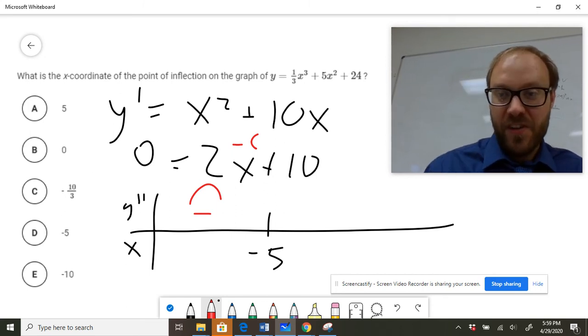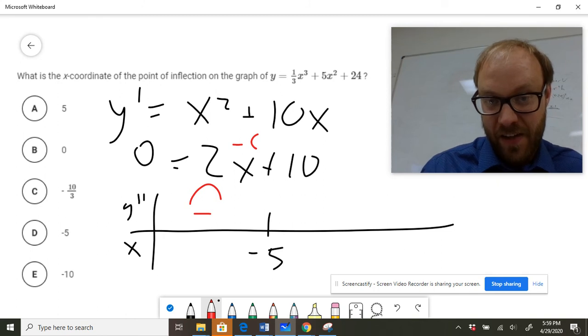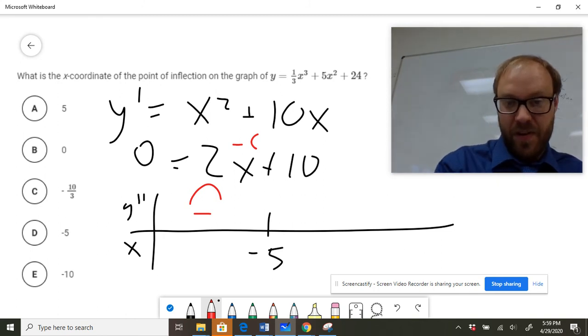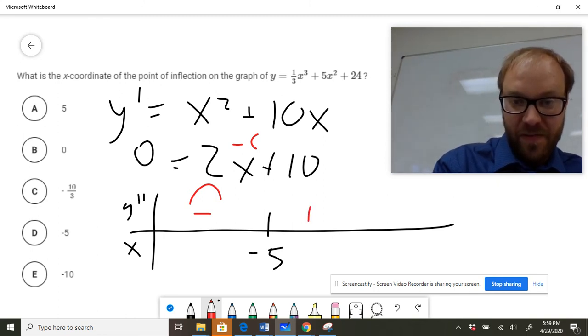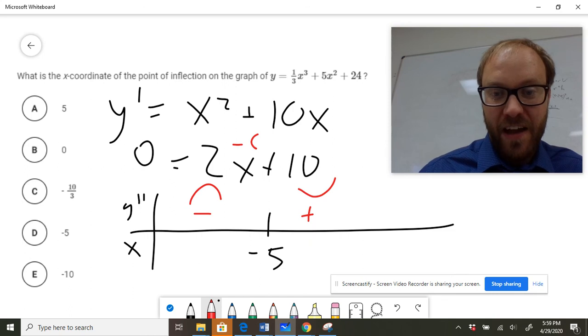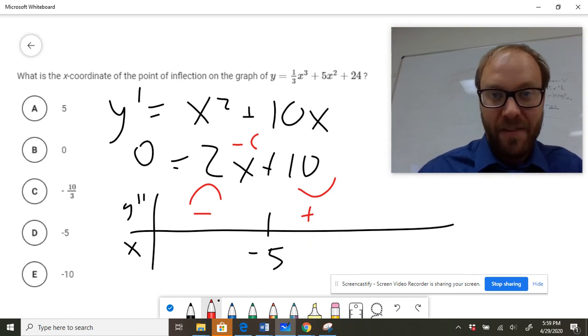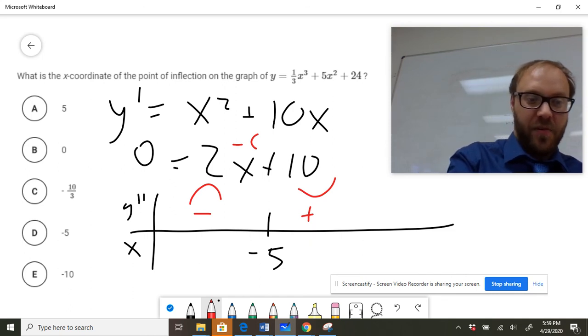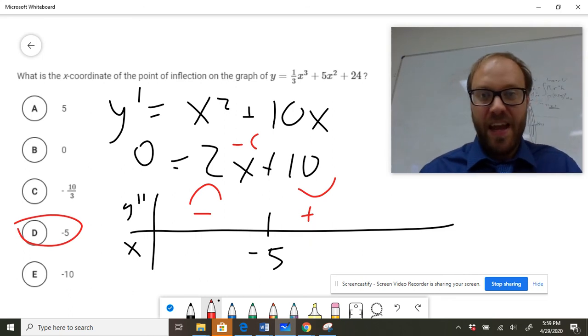Now put something to the right of -5 in. 0 would be really easy to put in there. If you put 0 into that second derivative equation, you get a positive. And so now you can see we change from the function being concave down all the way up to -5, and then it becomes concave up after -5. And so, of course, our final answer is, in fact, option D.